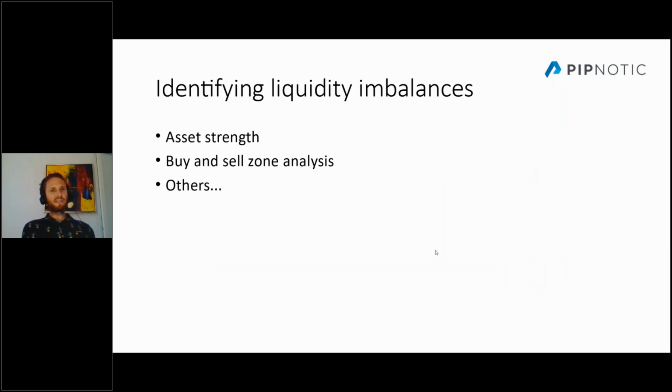Okay, so how do you identify these liquidity imbalances? I mean, you can do them in numerous ways. The way that I've taught myself is using something called asset strength, and the primary focus of today's talk, that is the buy and sell zone analysis. And you can do this using other stuff as well.